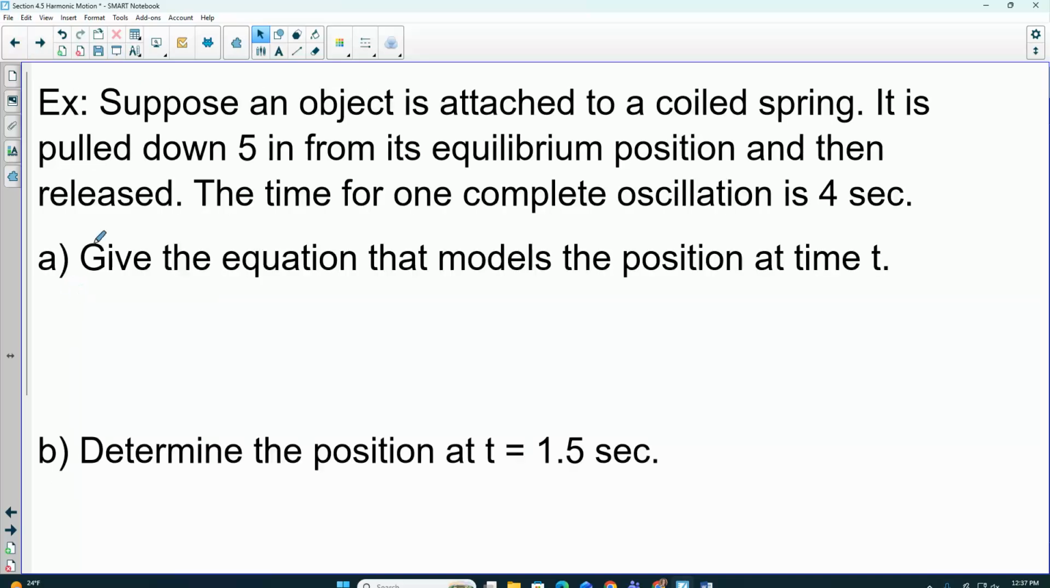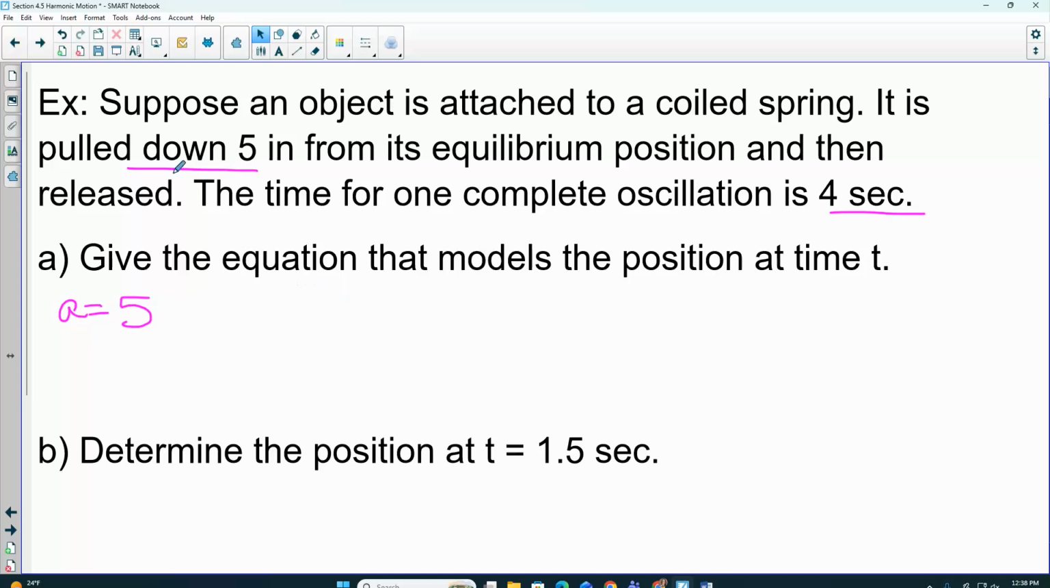So if we take a look at this one, suppose an object is attached to a coiled spring. It's pulled down 5 inches from its equilibrium position and then released. The time for one complete oscillation is 4 seconds. Give an equation that models the position at time t. So my amplitude is going to be what? It's how far above or below the center line, so 5.